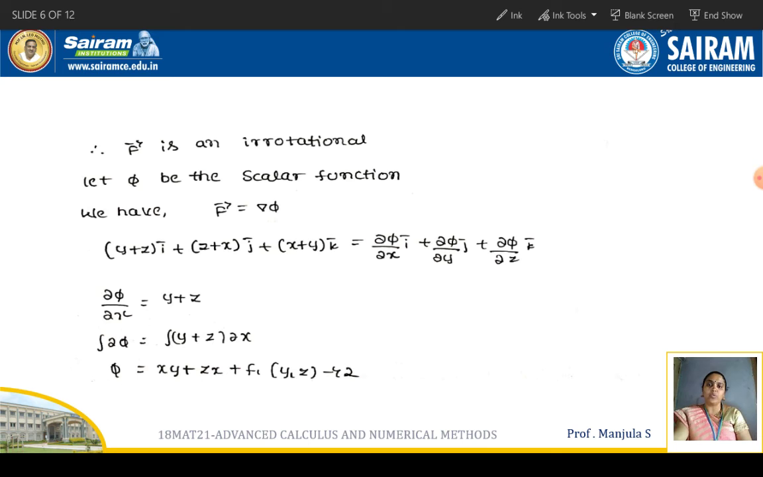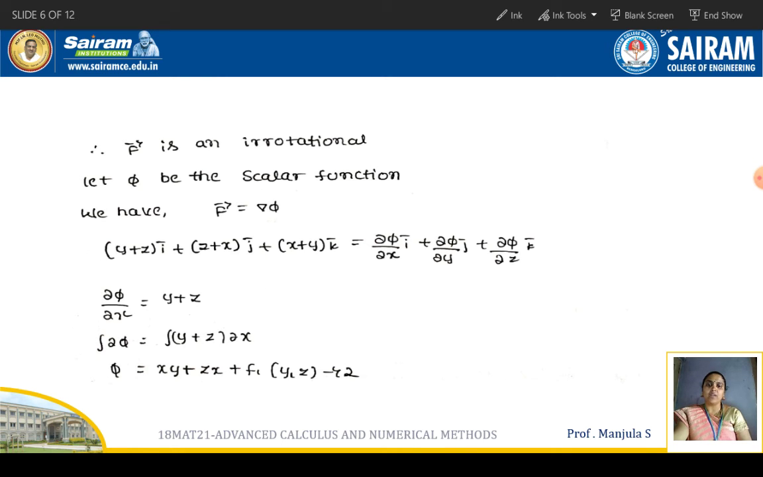Now after proving this irrotational, next we'll find the scalar function with the help of the expression vector f equals del phi. The given vector f and the gradient definition we have to substitute here, so that the equation can be written as (y plus z) into i cap plus (z plus x) into j cap plus (x plus y) into k cap, which is equal to ∂phi/∂x into i cap plus ∂phi/∂y into j cap plus ∂phi/∂z into k cap.